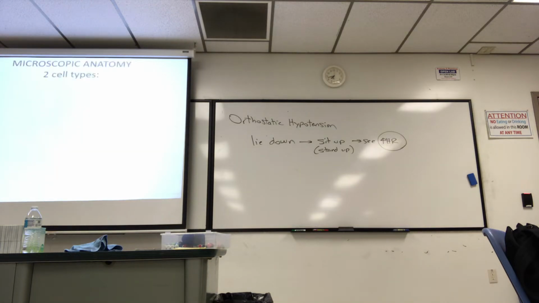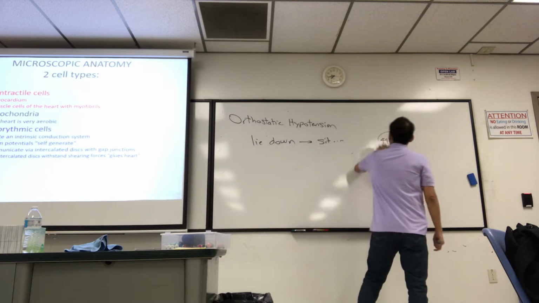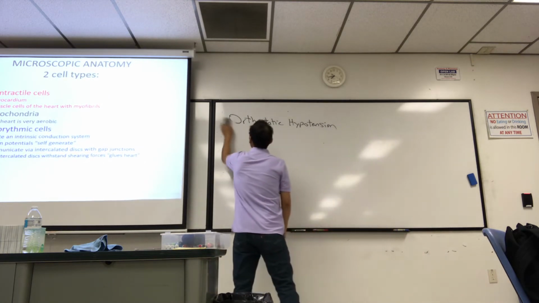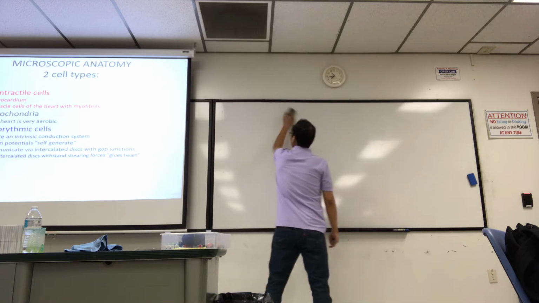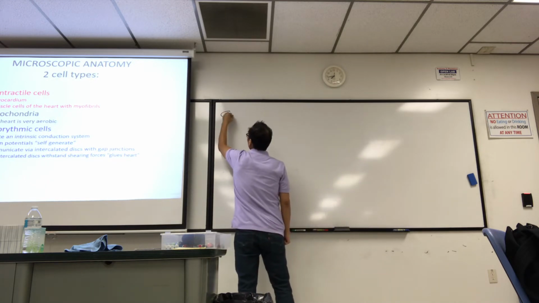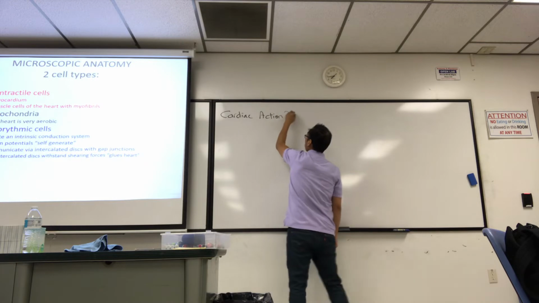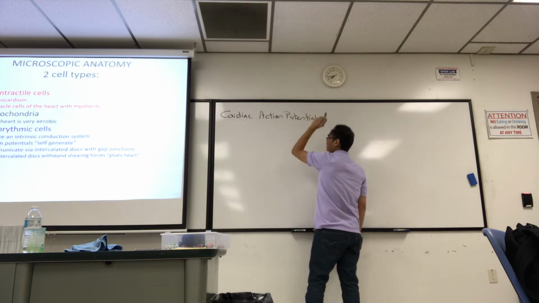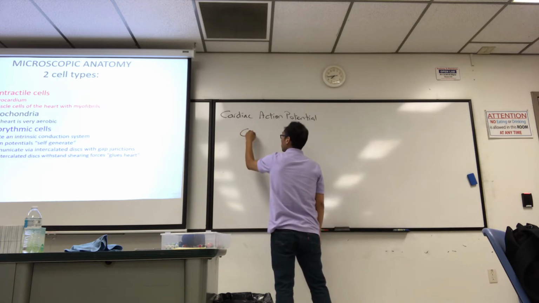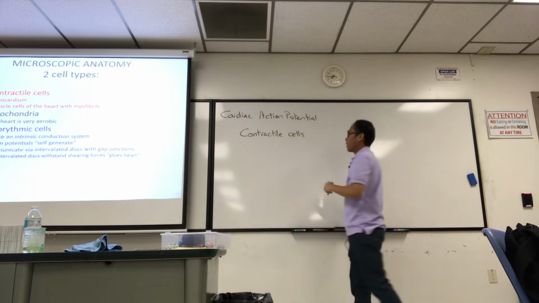Now, microscopic anatomy for the heart, you have to think about two cell types. The contractile cells, which have a lot of mitochondria, and autorhythmic cells. There's two basic cell types for the heart. Call this cardiac action potential. Okay, two cell types, contractile cells. This is all you notice in the heart. It's the muscle part of the heart.